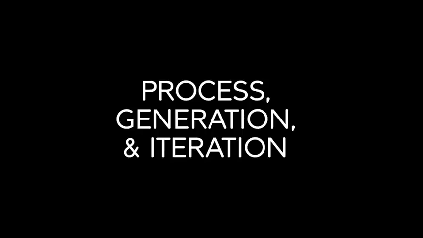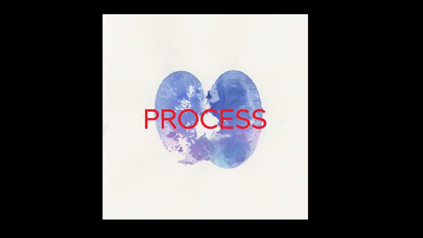In this segment, we're going to look at three important aspects of image making: process, generation, and iteration. And these are much less about your skills as an image maker or as a designer, and much more about how you can develop some strategies to be productive and generate a lot of material when you're making images. So let's first of all look at process.